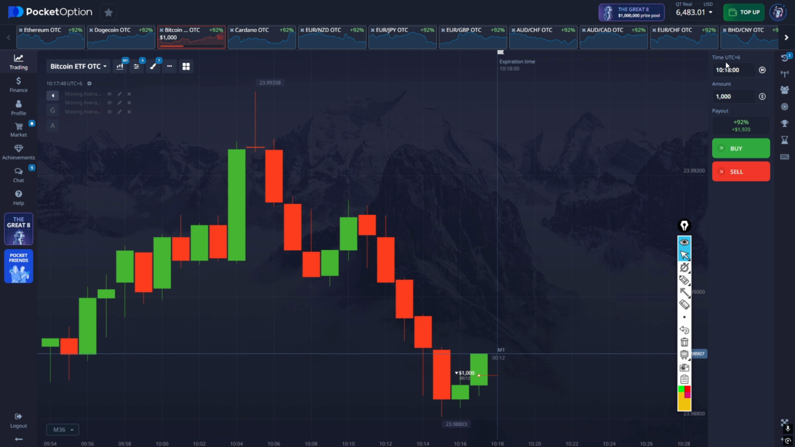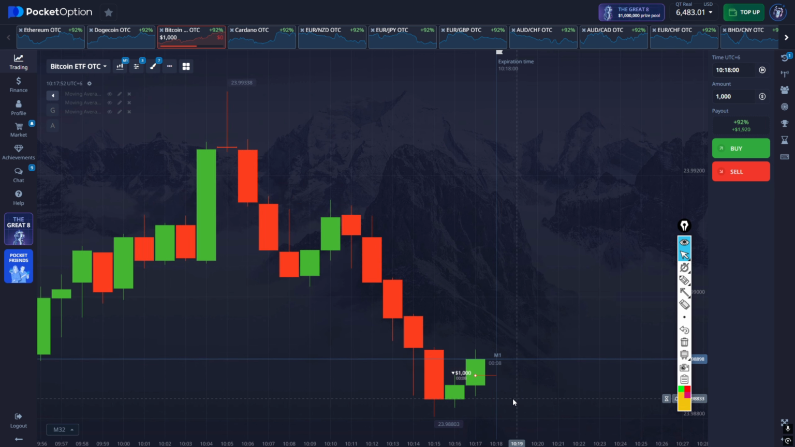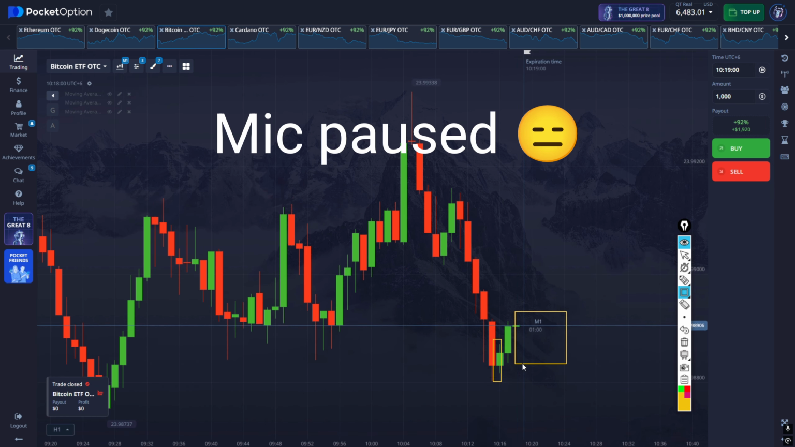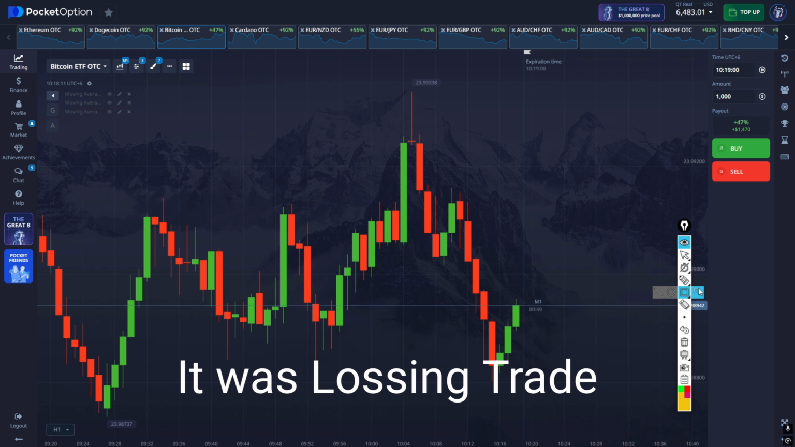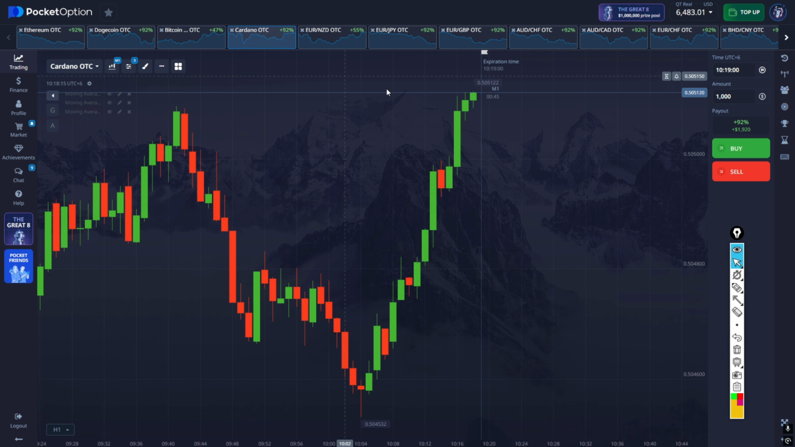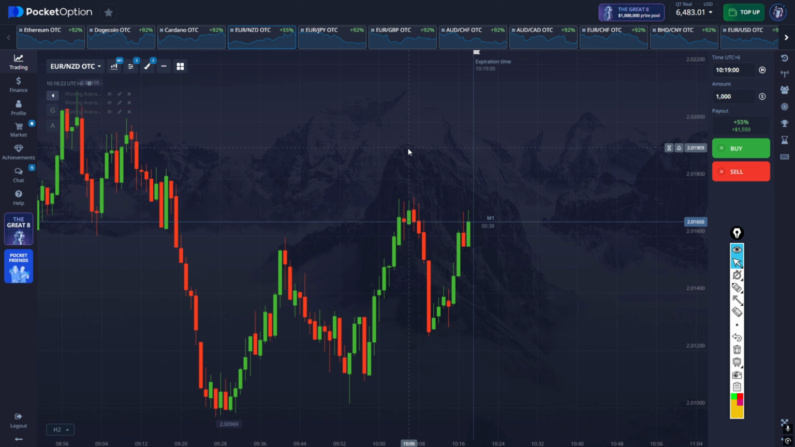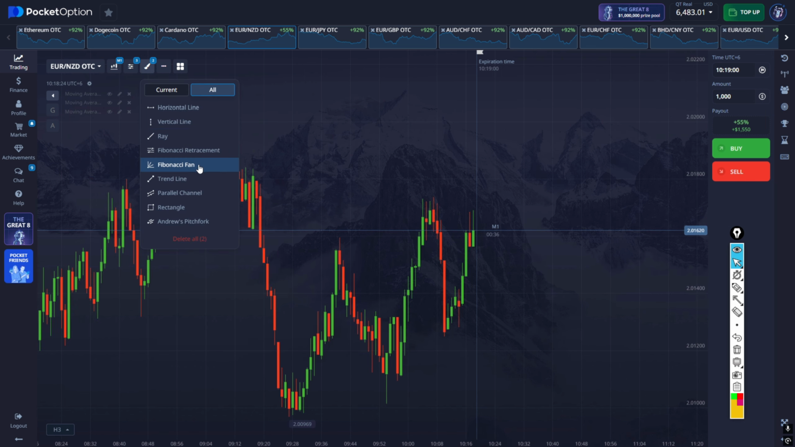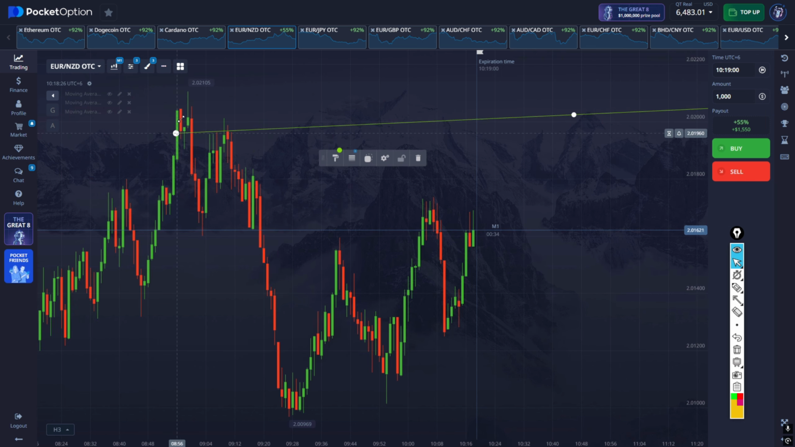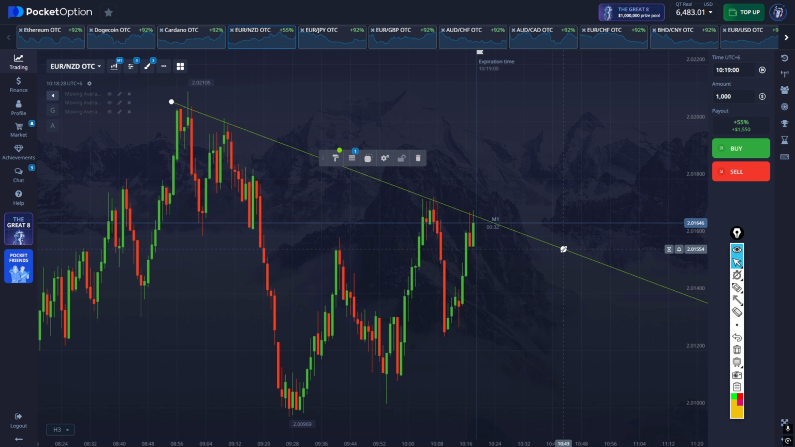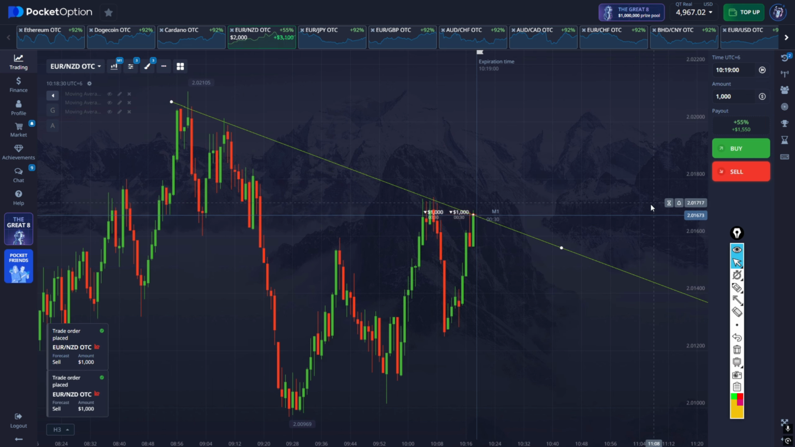Oh, it has a 1 minute chart, but okay, no problem. I have to place a double trade for the next pair. Okay, here is the rejection point. Let me add a trend line somewhere here. Let's place the trade here.